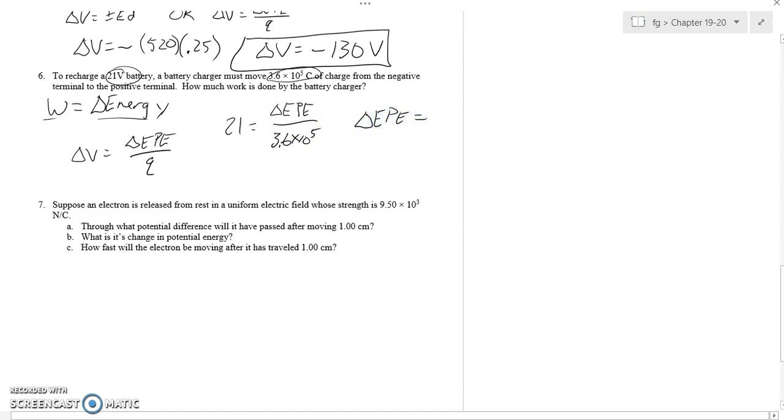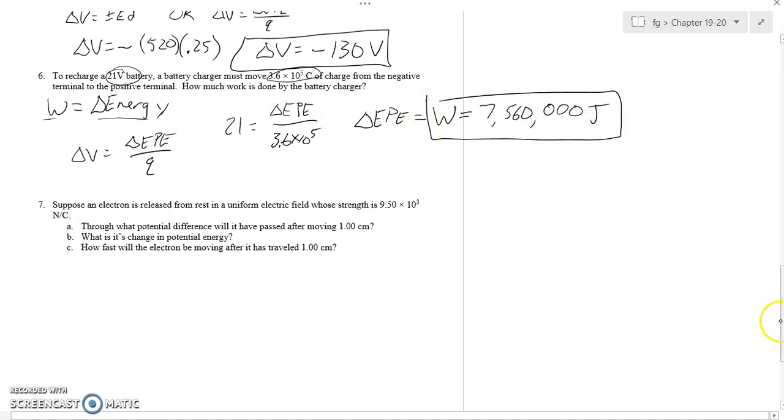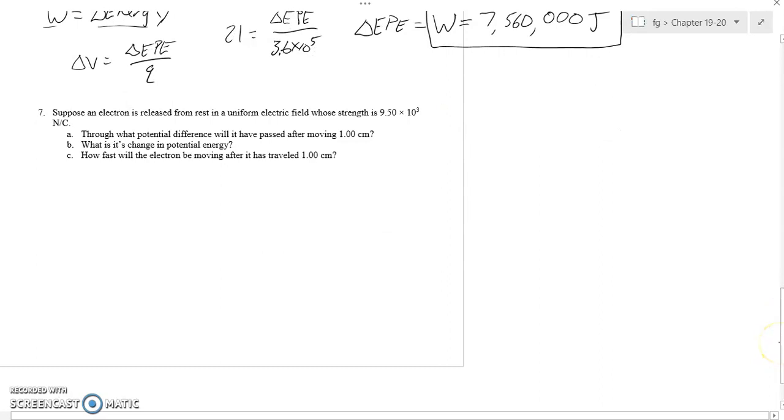So we solve that for a change in electric potential energy that will equal the work done, and we get 7,560,000 joules. That's that. Alright, number 7.